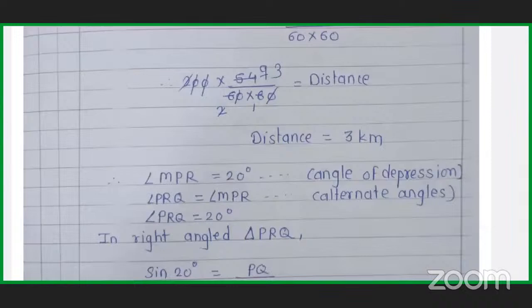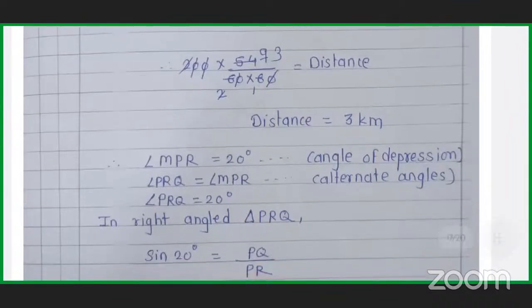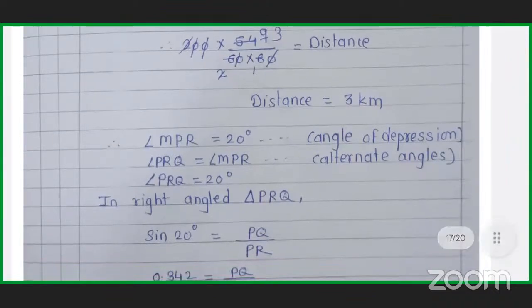Then here angle MPR, that is the angle of depression, is given as 20 degrees. But when we observe the diagram, angle PRQ is equal to angle MPR, that is alternate angles. So the same angle PRQ is 20 degrees. In right angle triangle PRQ, we have PR, that is the hypotenuse, given, correct? And we have to find the height, so we have to focus on the ratio sin theta.